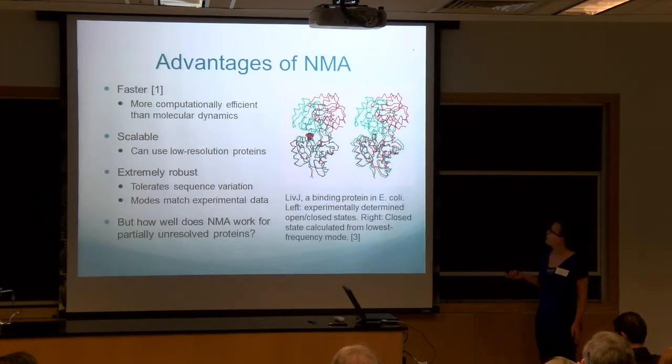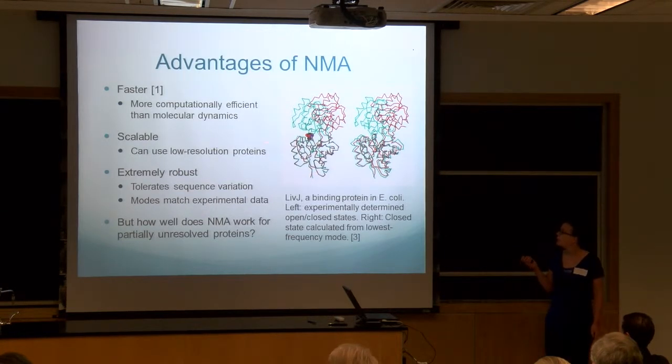An example of NMA robustness: in this protein, you can see the experimentally determined open and closed structures. And then on this side, you have in red the experimentally determined open structure, and the closed structure is predicted by NMA. You can see that these are very similar structures.